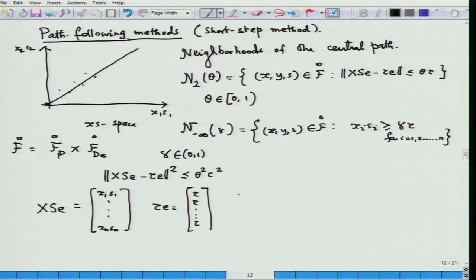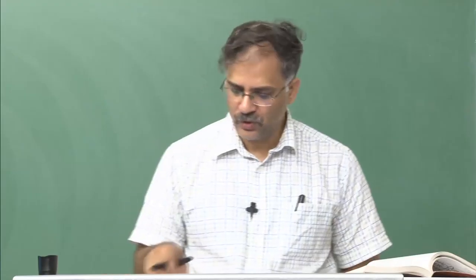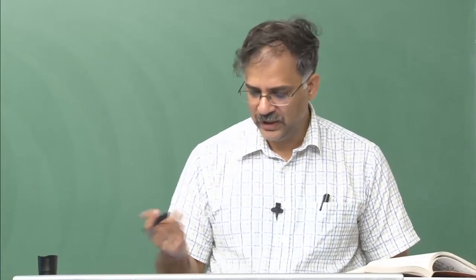So, basically, if I look at it, this would give me nothing but x 1 s 1 minus tau whole square plus x n s n minus tau whole square, which is less than or equal to theta square tau square. Now, each of them has to be less than this quantity, because these are all non-negative quantities adding up to a quantity which is less than a positive quantity. So, each of them must be less.